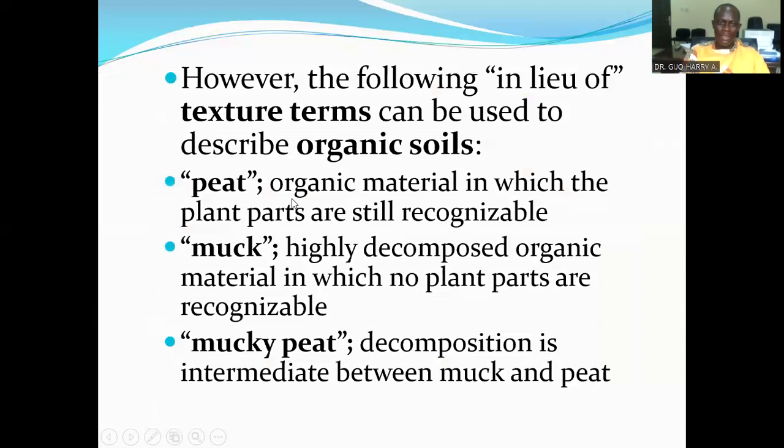However, there are some terms that are used to describe organic soils, soils that have a lot of organic matter. Such terms are peat, muck, and mucky peat. A soil is said to be a peat when the organic material in it, particularly the plant parts, are still recognizable, while a muck is highly decomposed organic material in which no plant parts are recognizable. In a mucky peat, the decomposition is intermediate between the muck and the peat.